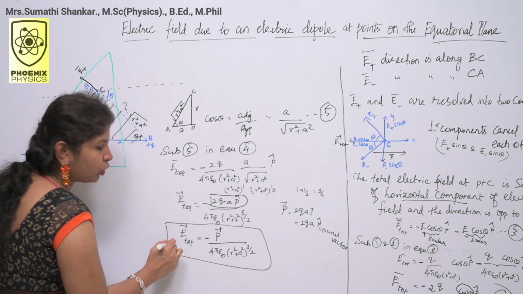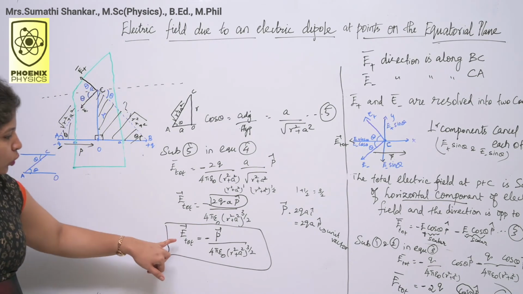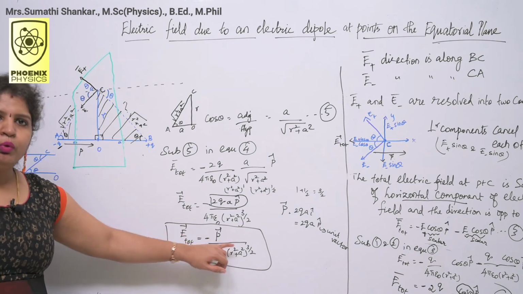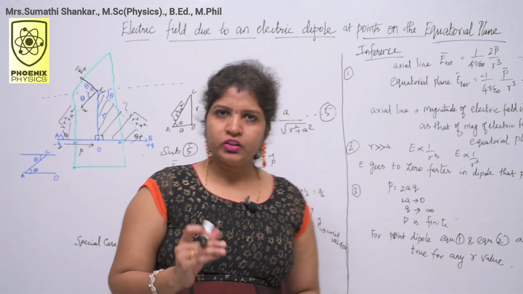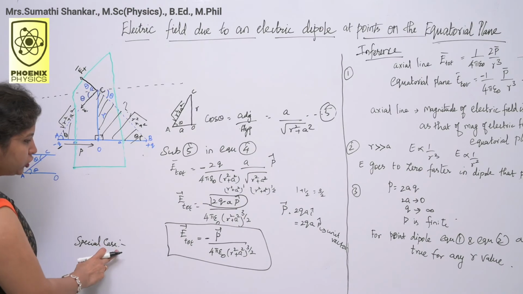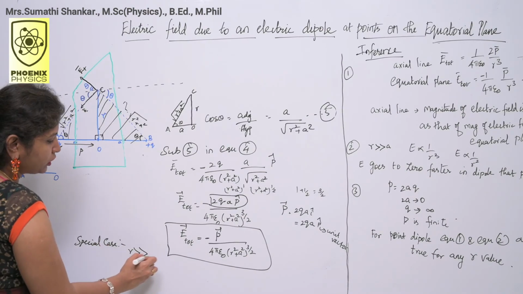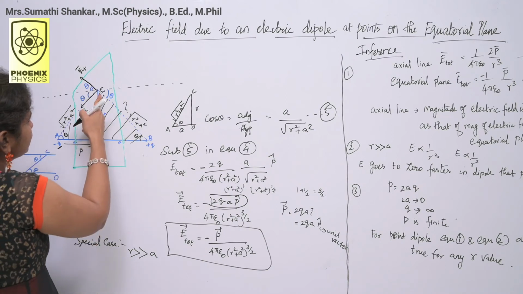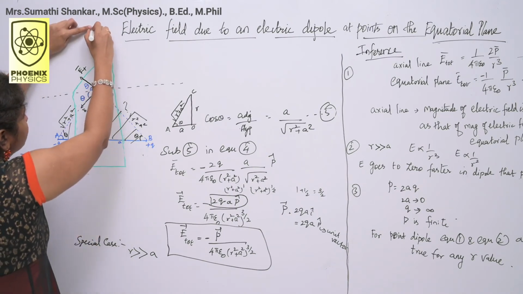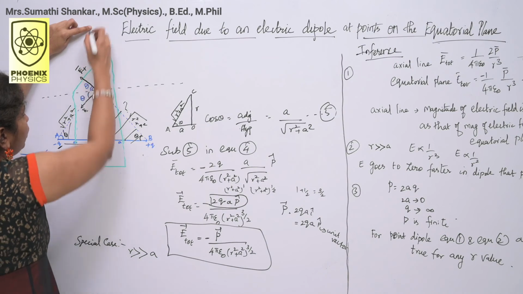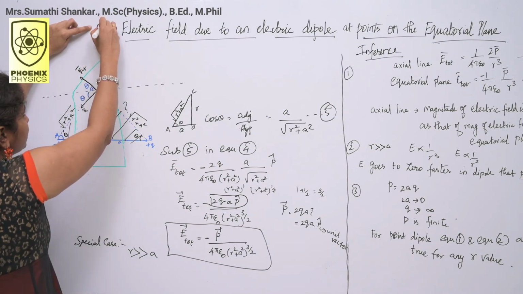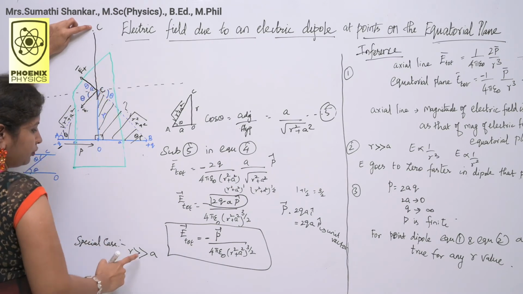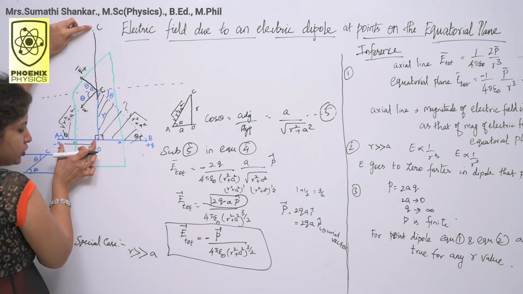So what is your conclusion? The total electric field is just opposite to the dipole moment direction. Next we are going to discuss a special case: R is very much greater than A. Suppose this point C is far away from O. Here I have C, which means the distance R is very much greater than distance A.